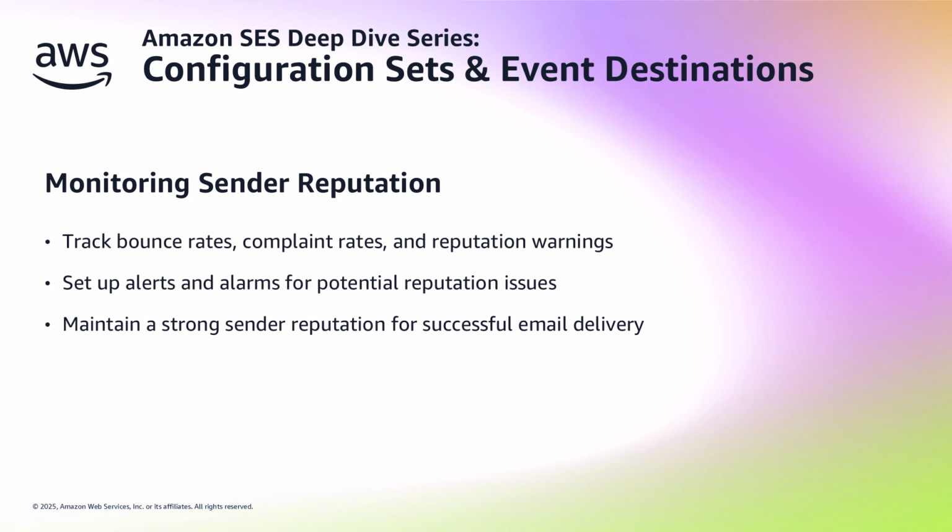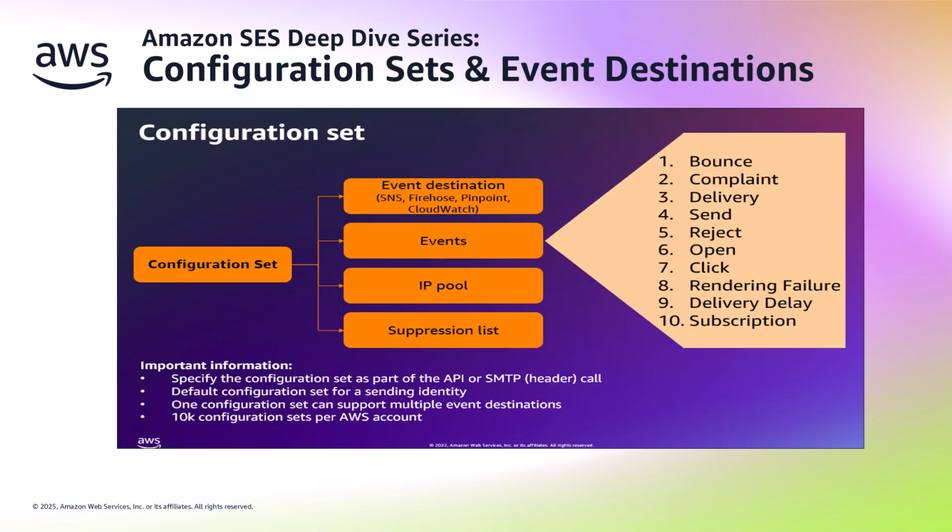On the flip side, good monitoring helps you identify problems early, maintain healthy sending practices, and ensure your emails reach your subscribers' inboxes. This is where AWS monitoring services come into play. Amazon SES integrates seamlessly with other AWS services to provide comprehensive email monitoring. Configuration sets act as the central hub that connects your email sending to various monitoring and tracking services.